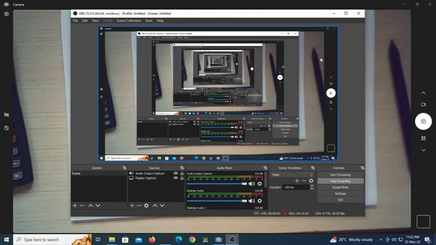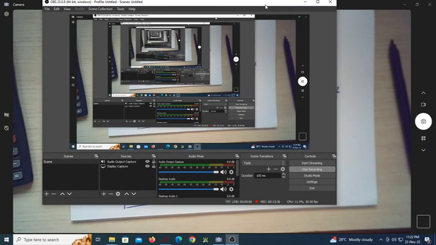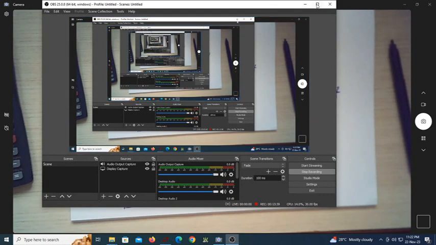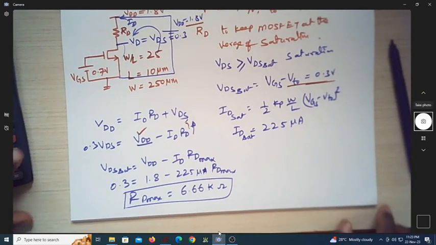Let us see the next one. Okay, let me just go to the next set of the design. In that design we have something like this. We have a different circuit.